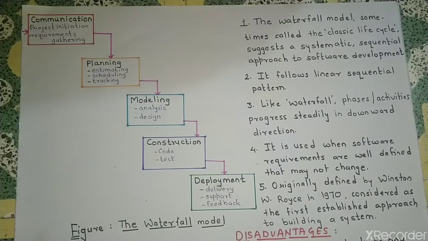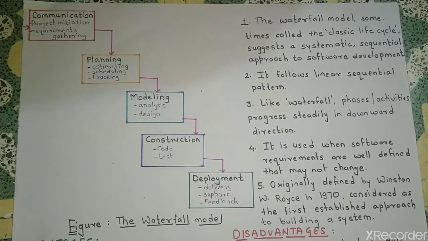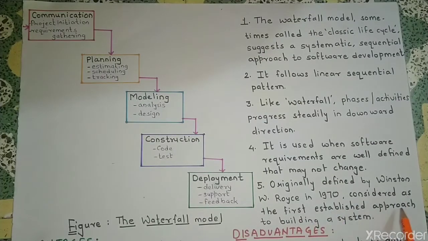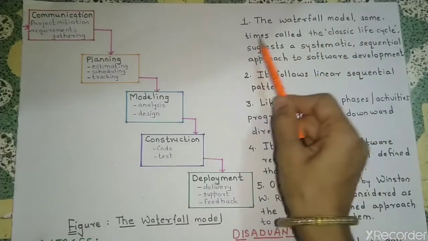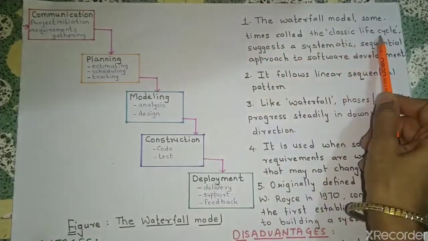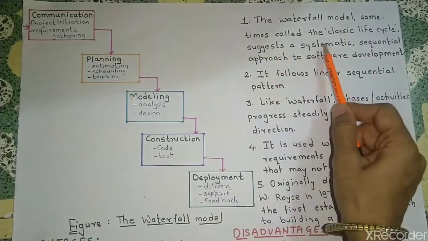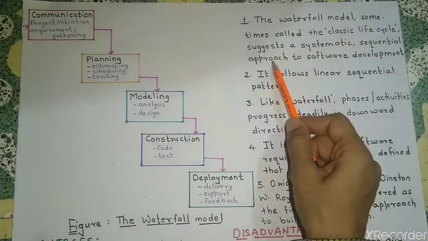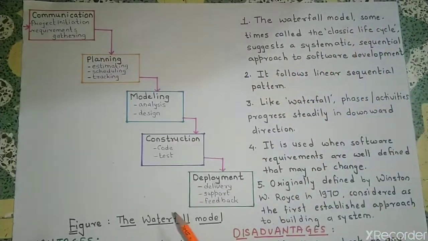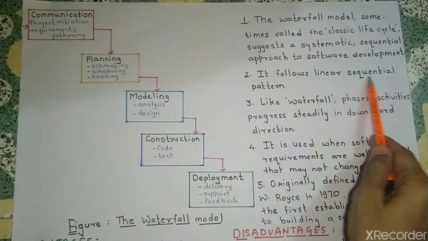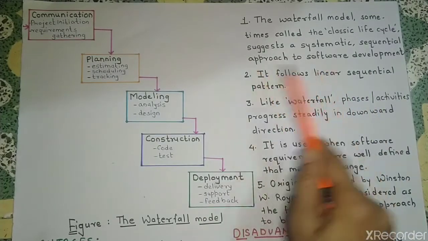So the first model in the series is the waterfall model. It was originally defined by Winston Royce in 1970 and it is considered the first established approach to building a system. The waterfall model is sometimes called the classic life cycle, which suggests a systematic, sequential approach to software development. It is going to follow a linear sequential pattern. I hope you remember that.